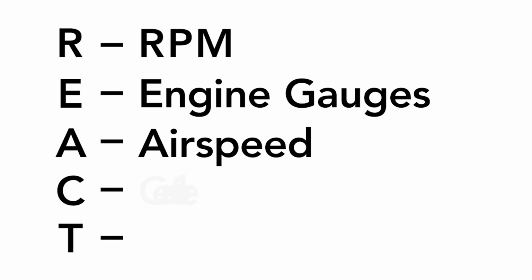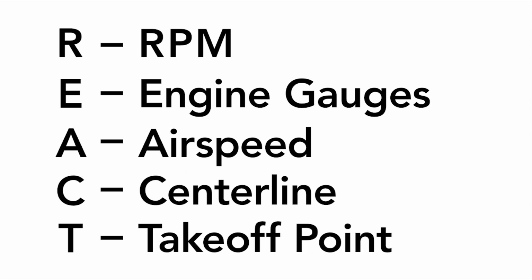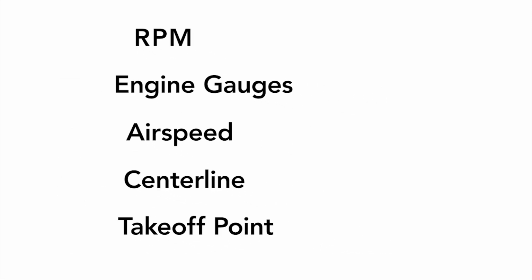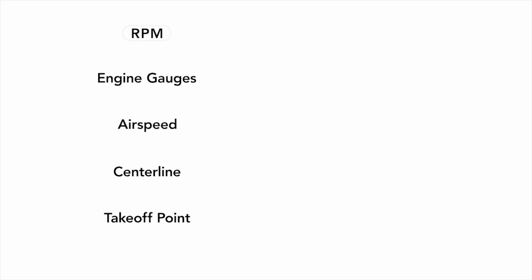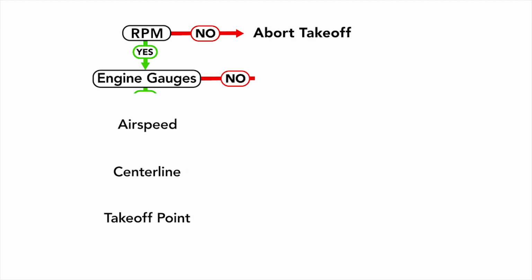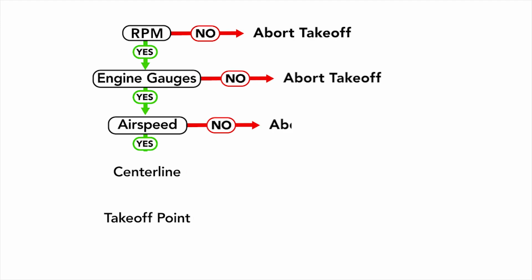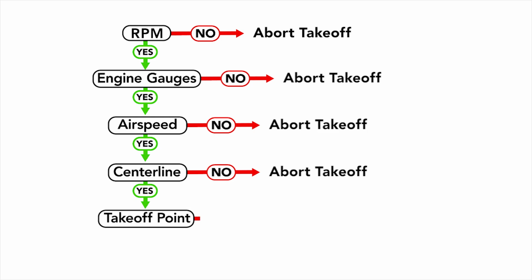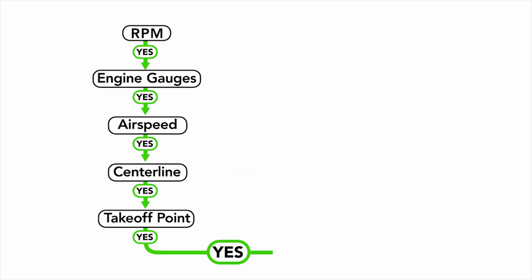It's called the REACT check. The mnemonic stands for RPM, engine gauges, airspeed, centerline, and takeoff point. There are 5 potential abort points on the takeoff run. Fail any one and you chop the throttles and come down on the brakes. Pass all 5 in sequence and you commit to flight.